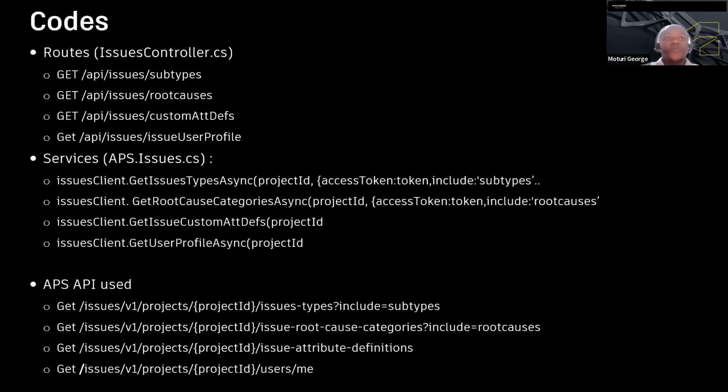Then we are going to expand our services. We have already created that, so we are going to add more to it. We are going to get the issue subtypes, the root causes, the custom attribute definitions, and the issue user profile. The APIs used, from the APIs link we shared earlier, are: get the issue types, including the subtypes; the root causes categories, that includes the root causes; the issue attribute definitions; and the profile.